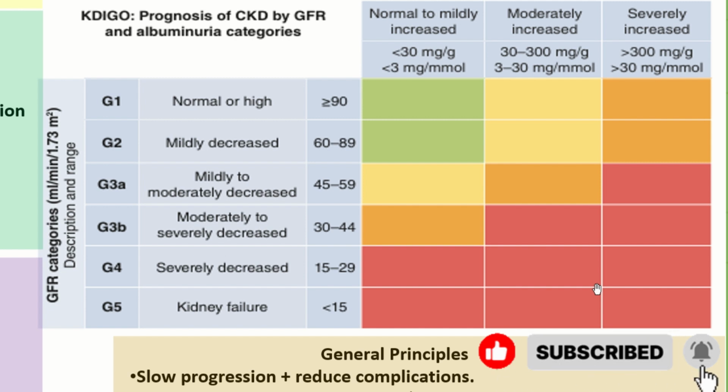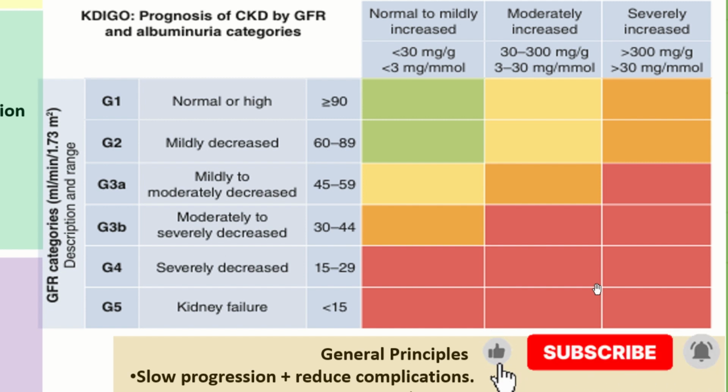When we have less than 30 milligrams per gram, or less than 3 milligrams per millimole, that is the normal or mildly increased. Then the moderately increased is 30 to 300 milligrams per gram, or 3 to 30 milligrams per millimole. And severely increased will be greater than 30 milligrams per millimole or greater than 300 milligrams per gram.